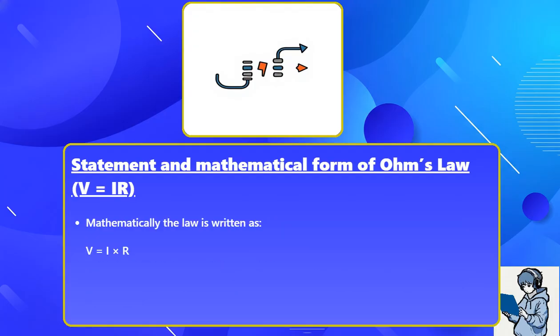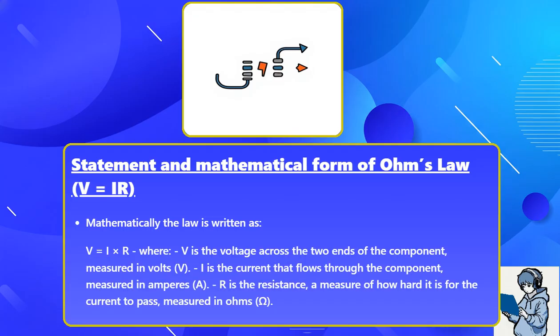Mathematically, the law is written as V equals I times R, where V is the voltage across the two ends of the component measured in volts. I is the current that flows through the component measured in amperes. R is the resistance, a measure of how hard it is for the current to pass, measured in ohms.